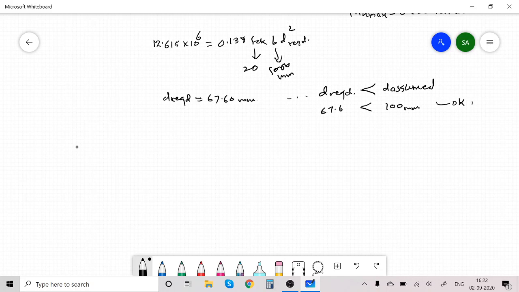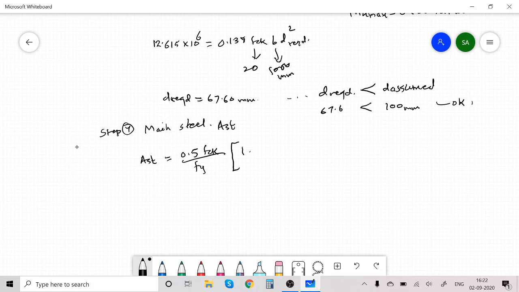So in step number 7, main steel, AST. AST is given by the formula 0.5 FCK upon Fy into bracket divided by FCK BD square into D into D.